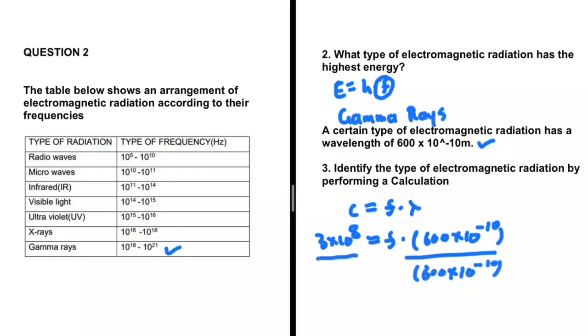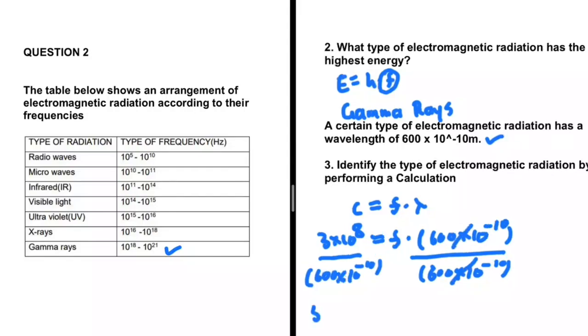30 times 10 to the power 8 divided by 600 times 10 to the minus 10. On the right hand side, those two will cancel out. 5 times 10 to the power 15 hertz is equal to the frequency. So now it's just up to us to identify which frequency is 10 to the power 15 in our list provided. Clearly, it is ultraviolet, 10 to the power 15 to 10 to the power 16.